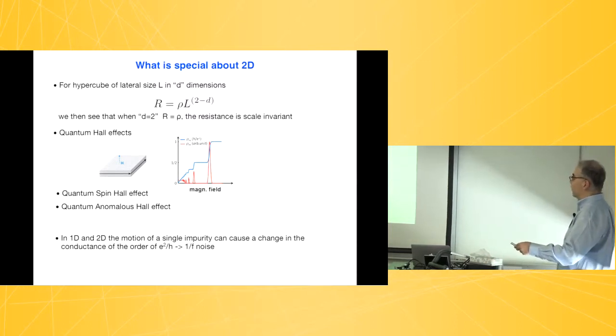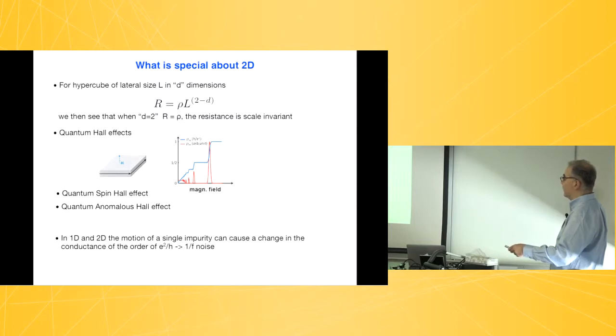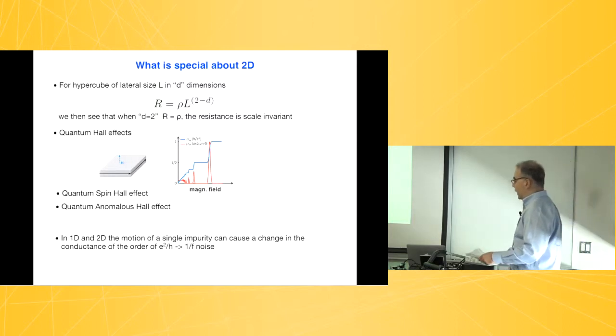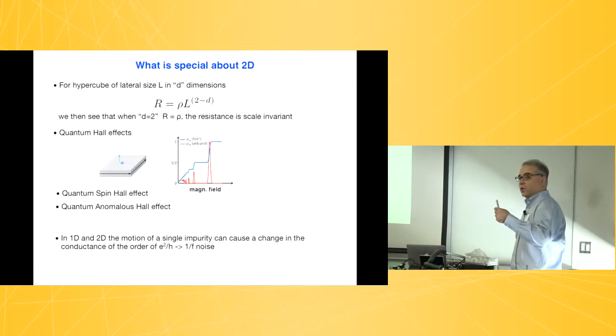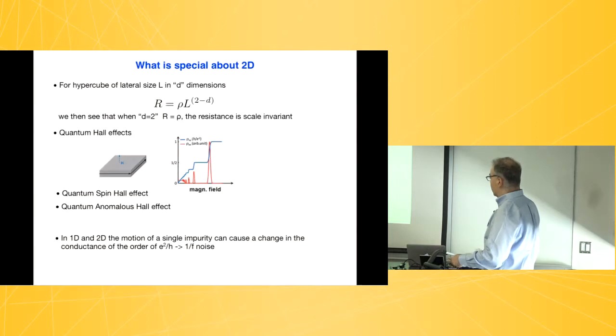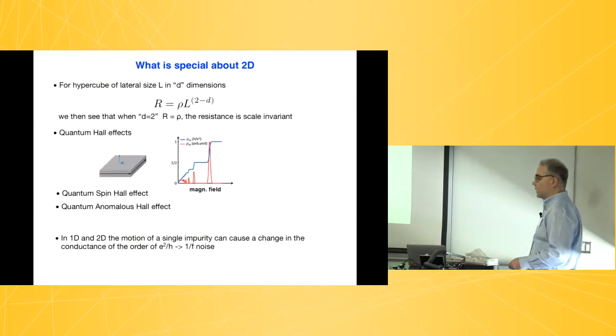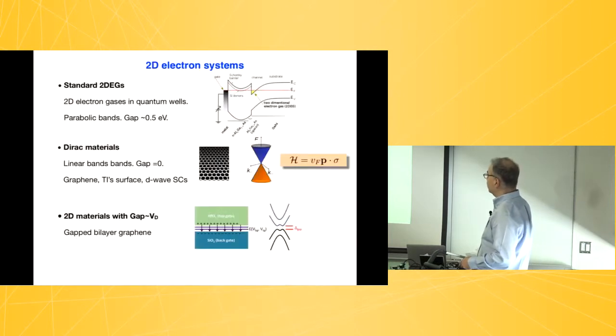And so there are all kinds of effects that I call quantum Hall effects. You can have the standard quantum Hall effect based on charge, but now we know we have the quantum spin Hall effect, quantum anomalous Hall effect, and so on. Another feature that happens in low dimensions, in 1D and 2D, is that the motion of a single charge impurity can change the conductivity by a huge factor. I'll show you a little bit of the consequence of this, for example, when it comes to something like 1/f noise.